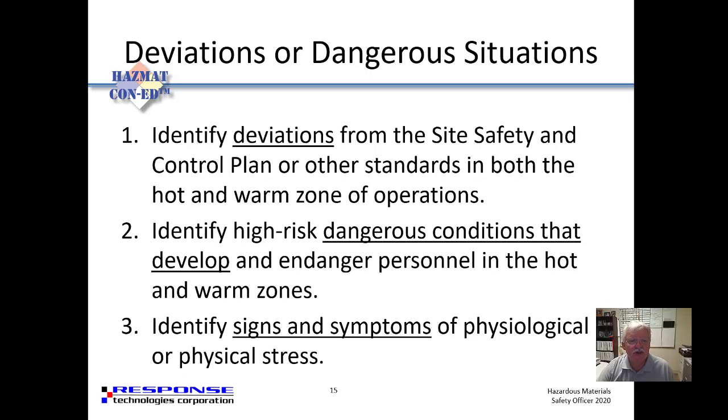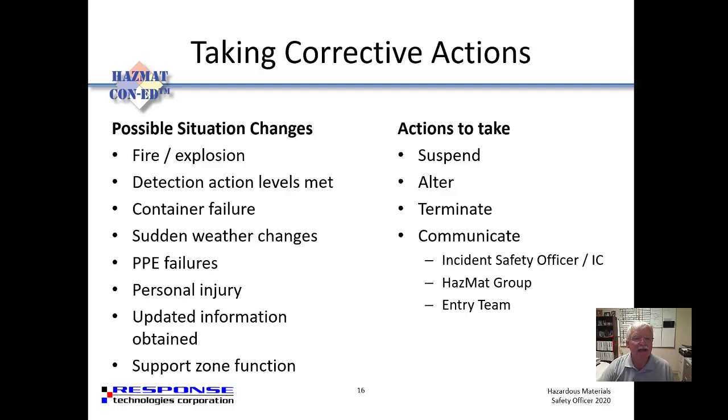Now, with regards to identifying high risk and dangerous conditions that might develop, some of those possible situational changes obviously include things like an unexpected fire or explosion.